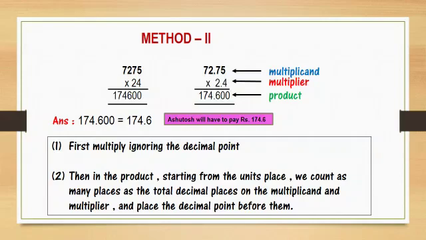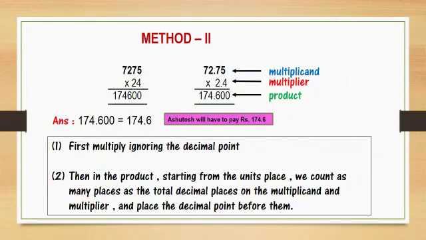So now we solve with method 2. We have studied this method earlier. First multiply ignoring the decimal point. Then in the product, starting from the units place, we count as many places as the total decimal places in the multiplicand and multiplier and place the decimal point before them.